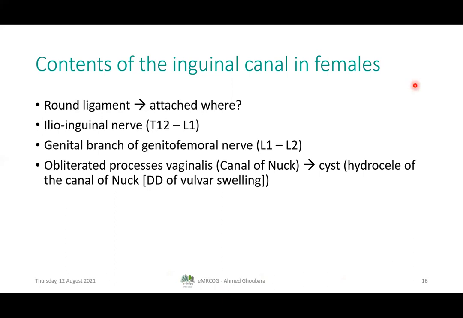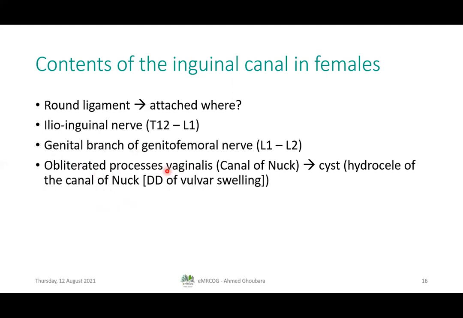Sorry guys, you know, bullet trains. So the genital branch of the genitofemoral nerve, L1, L2, and the obliterated processus vaginalis. What is that? I told you, the canal is made of all layers of the abdomen, all the way to the peritoneum. So there's a little process of the peritoneum, a peritoneal fold, a sac of the peritoneum that passed through the inguinal canal from the deep ring all the way to the external ring. It's obliterated, it doesn't have anything at all, it's a potential space. But on certain conditions, it might be filled with fluid to form something called hydrocele of the canal of Nuck.